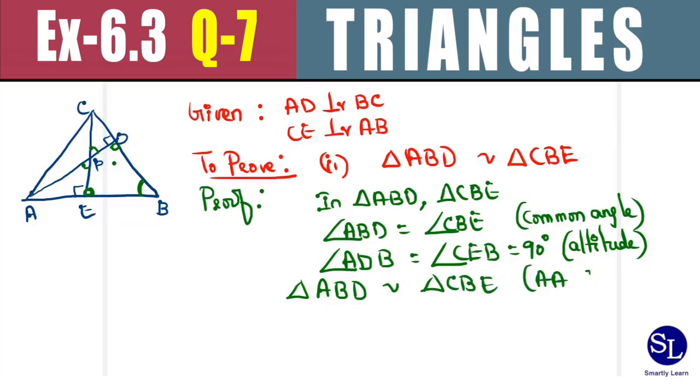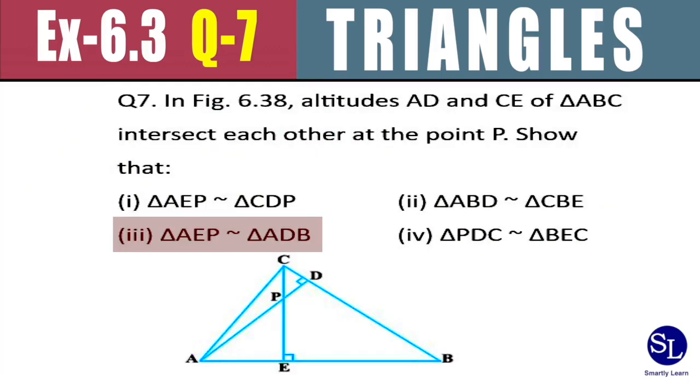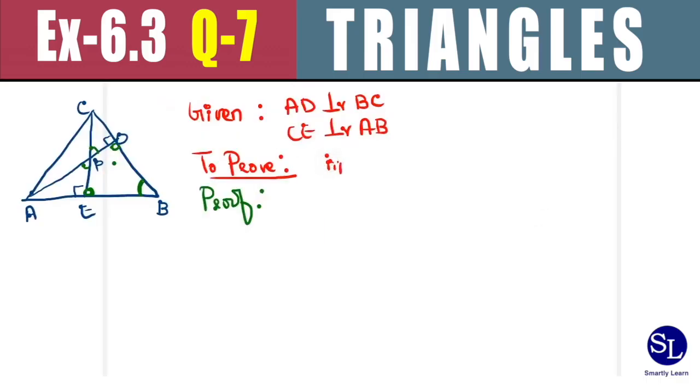Why? Because of AA similarity. So the second time we are using this particular similarity to prove it. Now let's take the third subdivision in this particular question. The third subdivision is to prove triangle AEP is similar to triangle ADB. Let's look at the triangles first. AEP, we are referring to this particular triangle, with ADB, the bigger version of the same one.